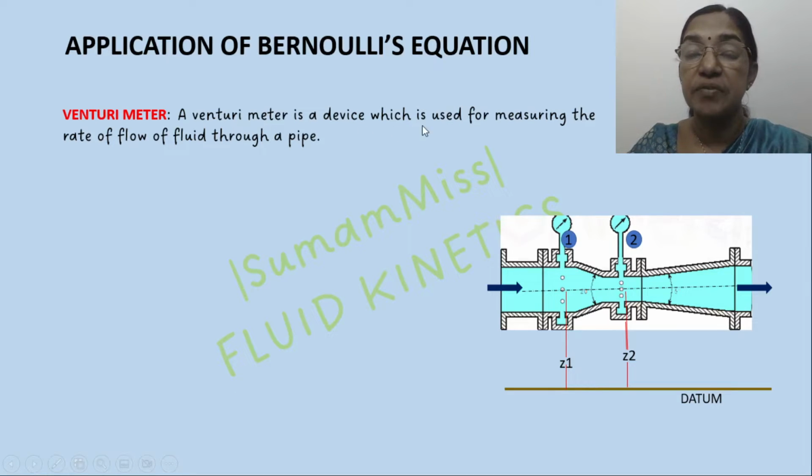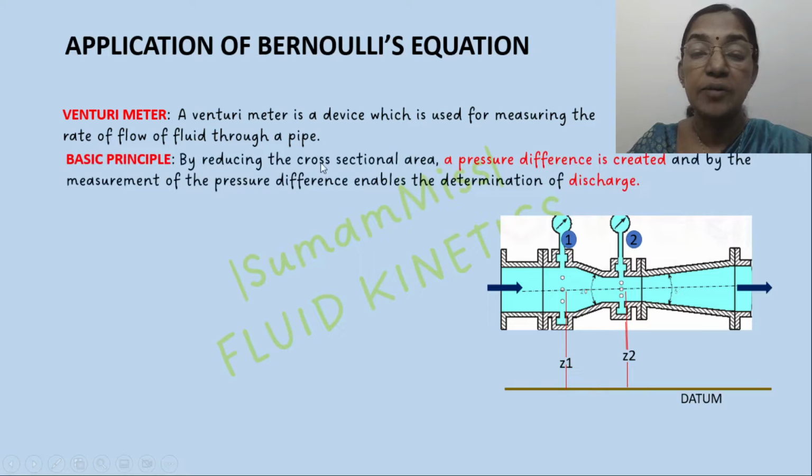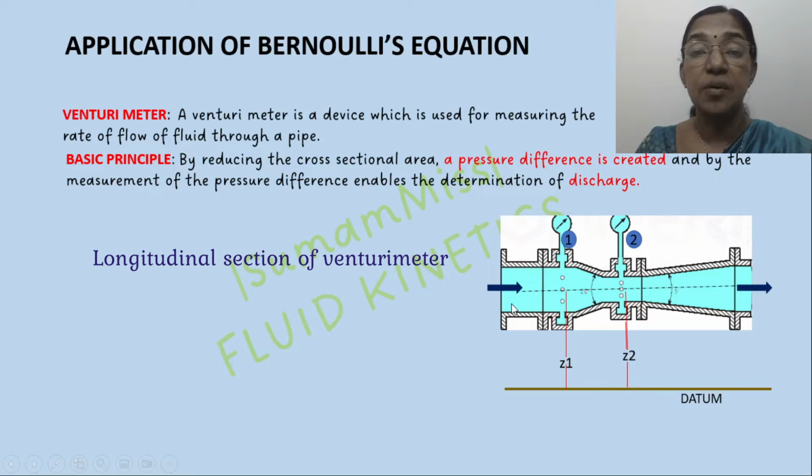The Venturimeter is a device which is used for the measurement of rate of flow through the pipe. The basic principle is that by reducing the cross-sectional area, a pressure difference is created, and measuring the pressure difference enables the determination of discharge. This is the sectional portion of the Venturimeter. You can see that the main parts of the Venturimeter are a convergent cone followed by a cylindrical throat followed by a divergent cone. This portion of the Venturimeter is attached with the pipe. The diameter of this convergent cone is the same as that of the pipe, and the degree of convergence is equal to 21 degrees.